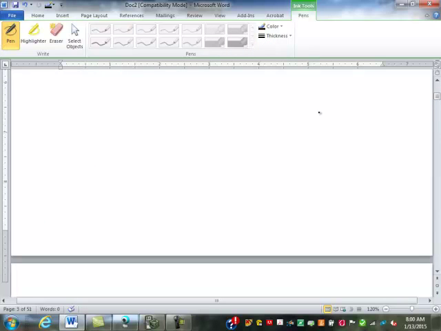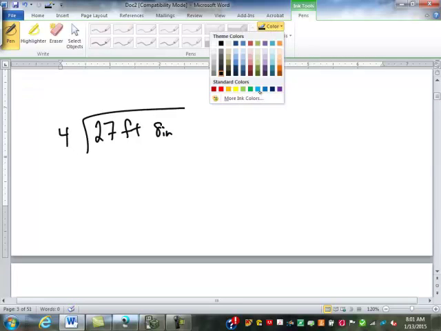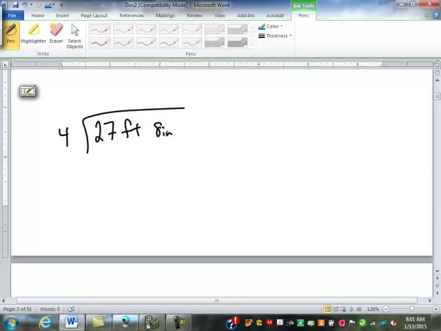Division. Division is the one, remember, that works backwards. You start on the left and go to the right. So let's say we have 27 feet, 8 inches. You want to divide that into 4 equal pieces. Now again, you can turn that all into inches, divide by 4, and then convert it back to feet and inches. But it's not that tough to divide it out just like it is.